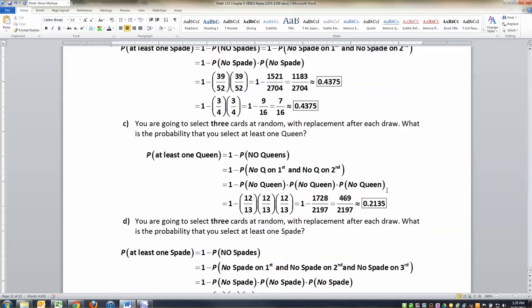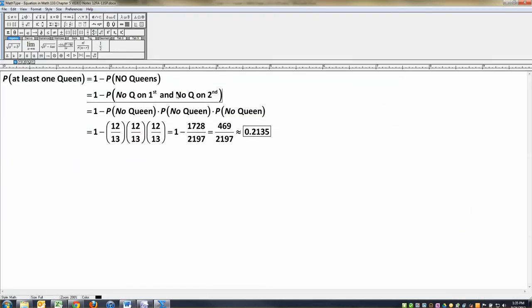All right, let's expand it. What if I do 3 cards? I want no queen on any of them. I want the complement of what I was really looking for. Because what you really wanted was at least 1 queen, a queen somewhere. So if I don't have at least 1 queen, then I've got to have a queen no place, right? Okay, so I want no queen on the first, no queen on the second, no queen on the third. So I find probability of no queen times no queen times no queen. I just went with the 12 out of 13 because it's easier.